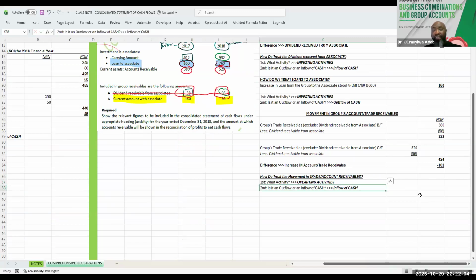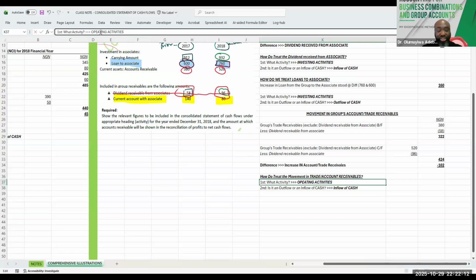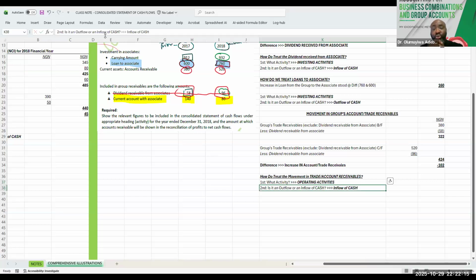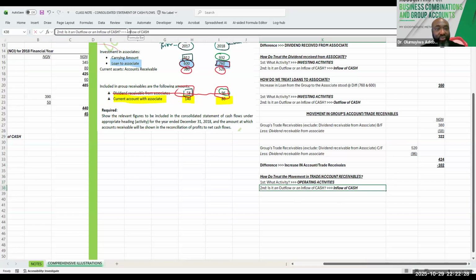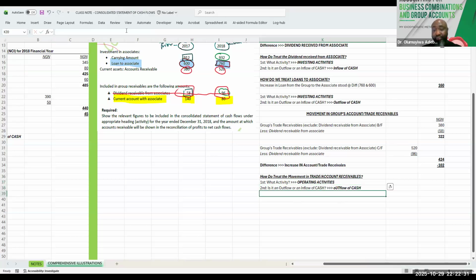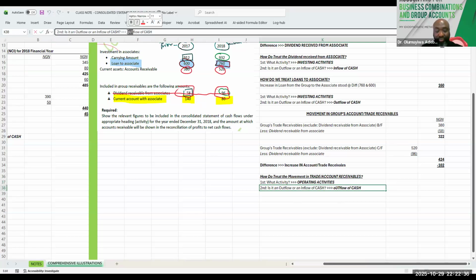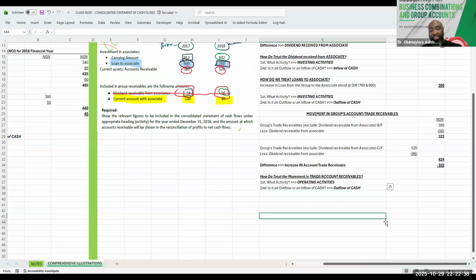And if you have an increase in your trade receivable, it's more or less tantamount to you giving out cash or lending out money to your customer. And therefore, that results in an outflow of cash. That results in what? Outflow of cash. And that is the treatment we are giving that. Any question?